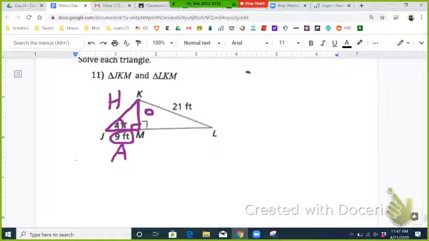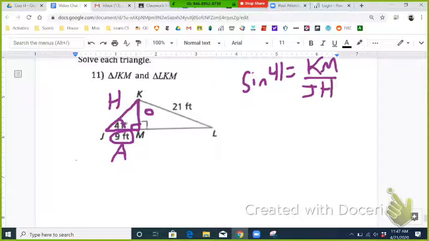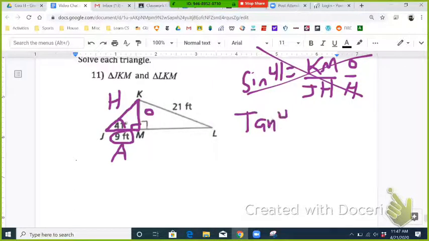So if we did the sine of 41, that wouldn't work because it would be KM over JK, opposite over hypotenuse, and we have two variables, so we don't want to do sine. If we did tangent, that would be good because then it would be opposite, which is side KM, tangent of 41 over 9. So we could do this to find KM, or you could have done cosine to find JK. That would have been fine.